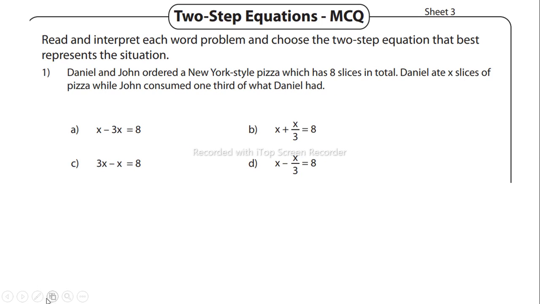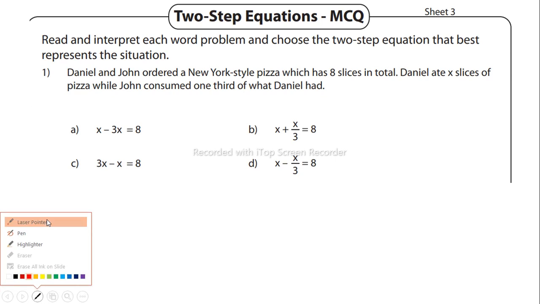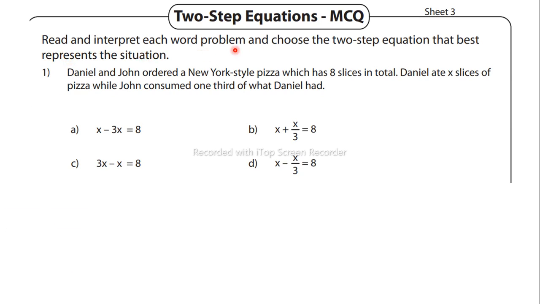Alright, so let us continue. So it says here, read and interpret each word problem and choose the two-step equation that best represents the situation. So Daniel and John, both of these are Bible names, by the way. Daniel, Old Testament or New Testament? Anyone can remember? Old. Old, yeah. John, Old Testament? No. Daniel is Old. John is New Testament, right?